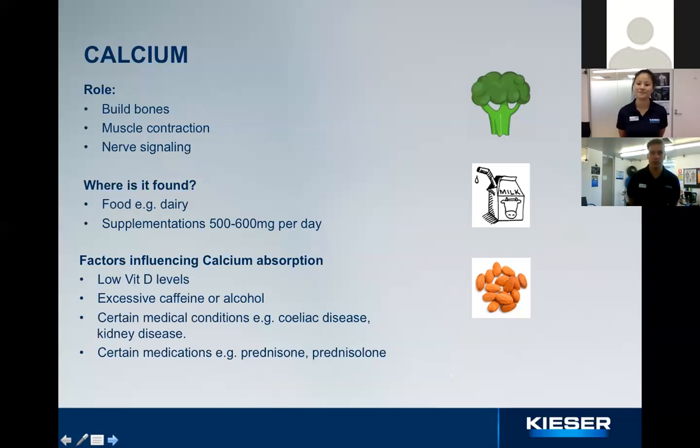All right, so I'm just going to touch briefly on nutrition. There are a few nutrients that are vital for your bone health. The first one we've already touched on is calcium. Its roles within the body are to build bones, to help with muscle contractions within the cell, and nerve signaling, so helping nerve signals travel around the body. As you all know, it's found in dairy and can also be found in supplementation.